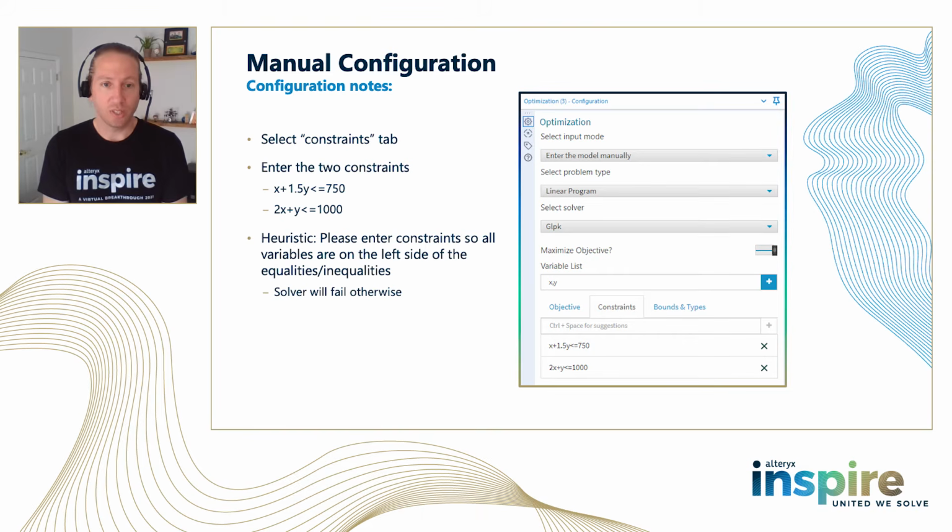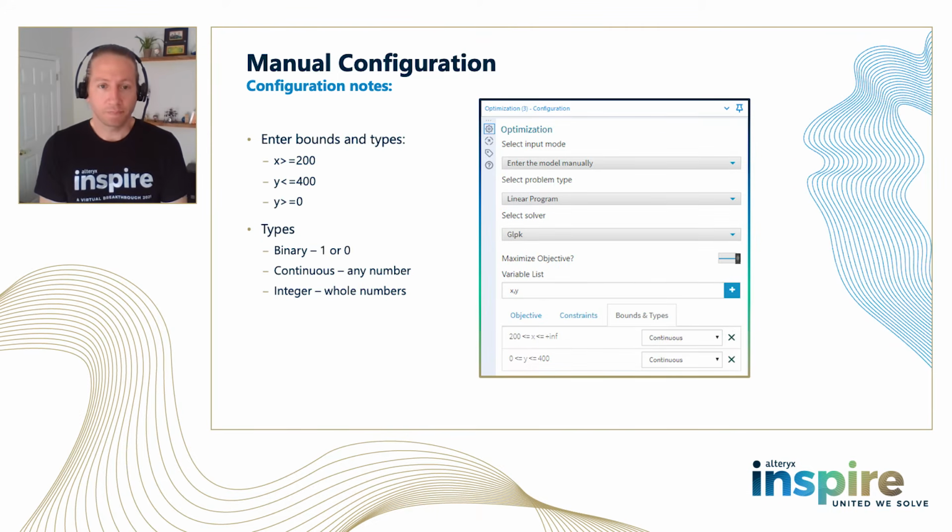So then moving on to the constraints tab, this is where we'll enter those two equations: our x plus 1.5y less than or equal to 750, our 2x plus y less than or equal to 1000. That was our cotton and polyester constraint. It's important to note that the x and y, or whatever variables you choose, need to be on the left-hand side of that equation. So don't have those solved for y. Make sure that any variable you have is on the left-hand side of the operator.